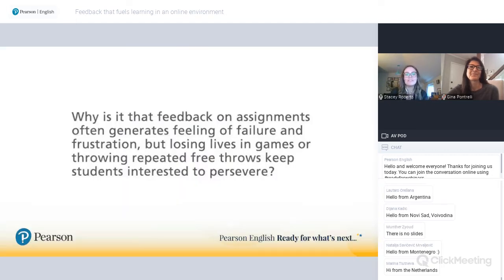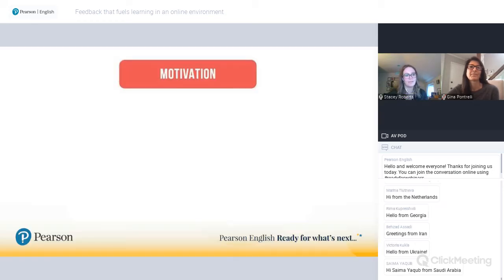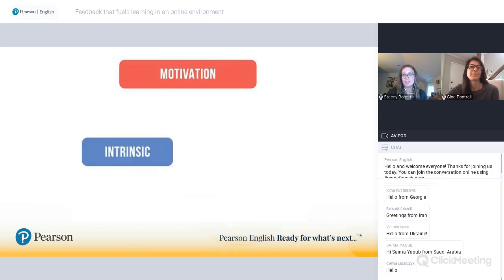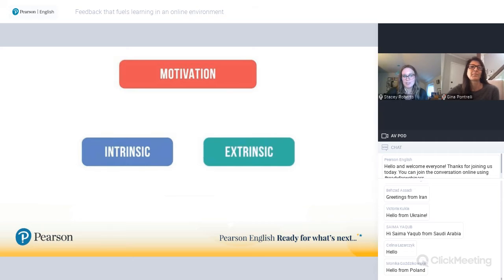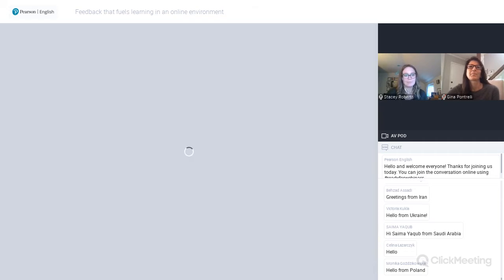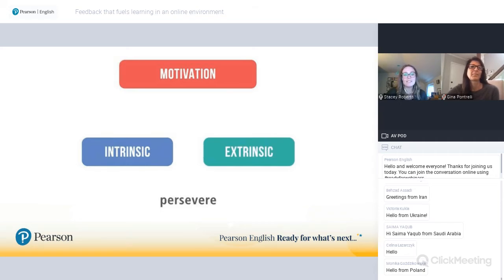So why is it that feedback on assignments often generates feelings of failure and frustration, but losing in games or throwing repeated free throws keeps students interested to persevere? Motivation can be intrinsic and extrinsic. Students need to be intrinsically motivated to persevere through the feedback process.